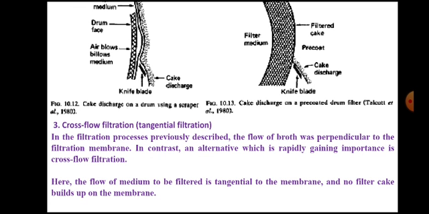Remember that in the perpendicular filtration process, the filter cake, as it builds up, increases the resistance to flow. That means the rate of filtration decreases as the filter cake diameter increases. So in this cross flow filtration, the advantage is that the flow of the medium to be filtered is tangential to the membrane, and no filter cake builds up on the membrane. That is the advantage of cross flow filtration.